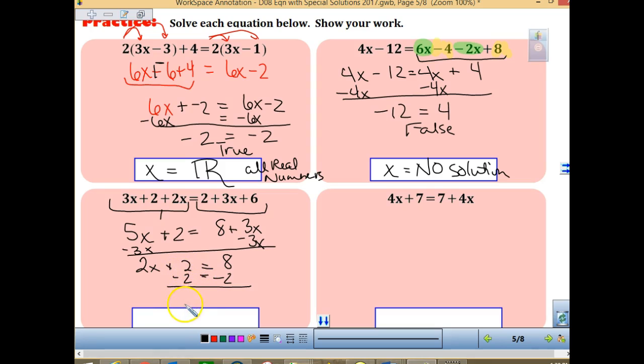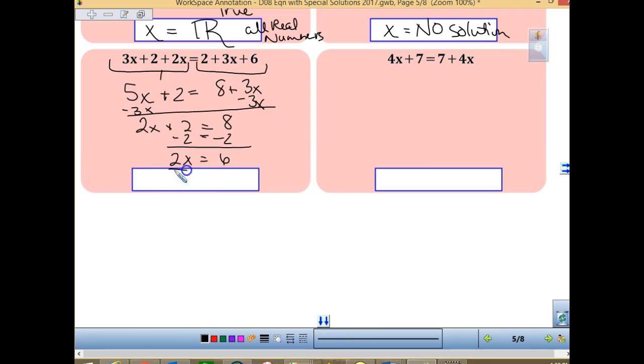So a lot of you, sometimes on your quiz, combined some steps together and did some stuff, and it caused you to make some very silly mistakes. So we're going to get this answer. We're going to divide both sides by 2, and we get x equals 3.